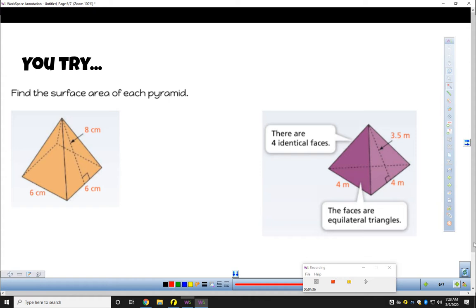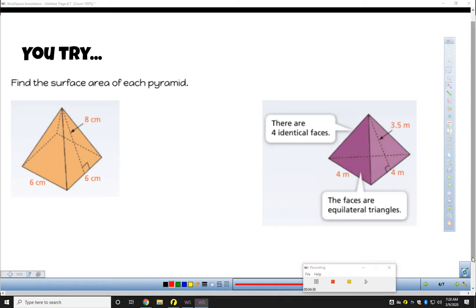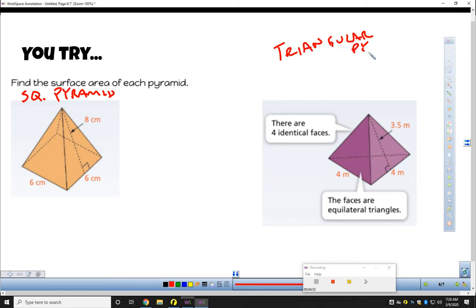So here we go. Here are 2 examples. Over here, this is a square pyramid. I'll give you these hints, right? And then this is a triangular pyramid. Why don't you pause the video and try to find the area of both of them, or kind of work along with me. That's totally up to you.